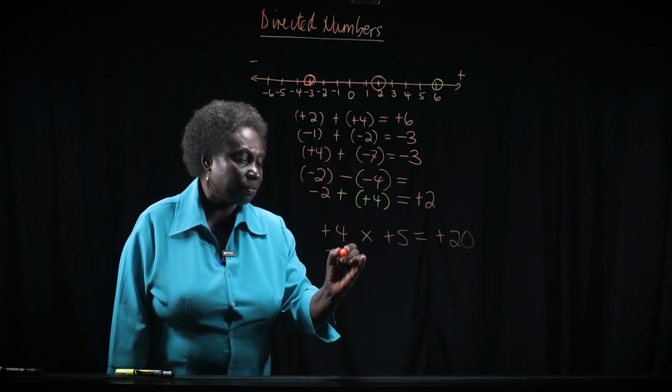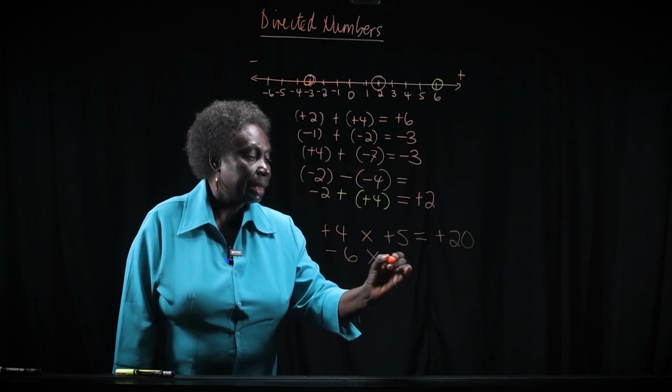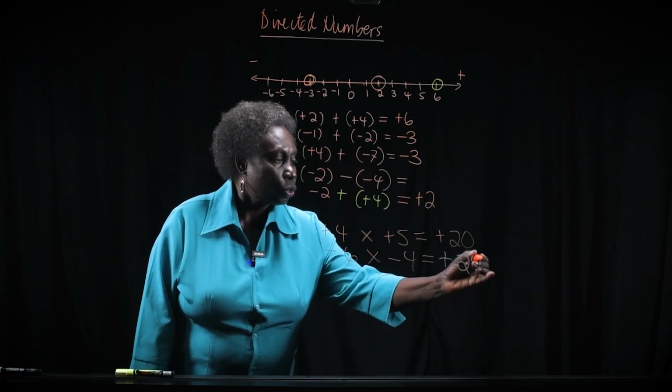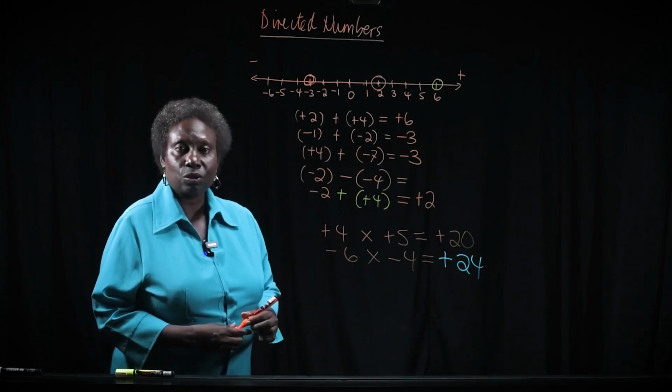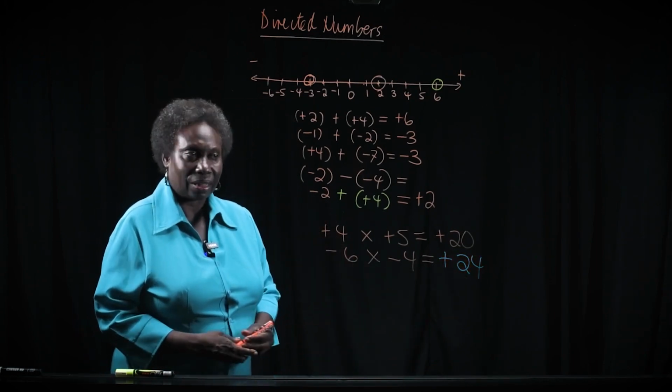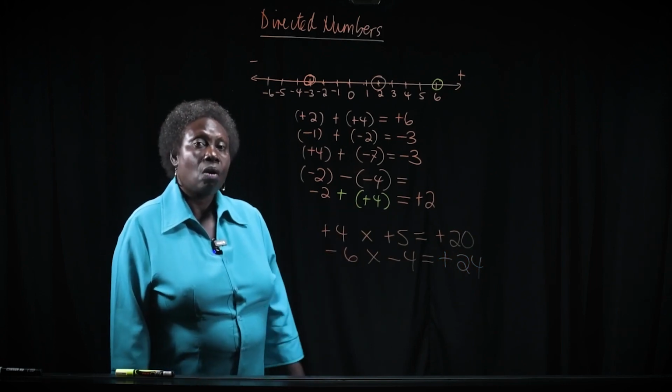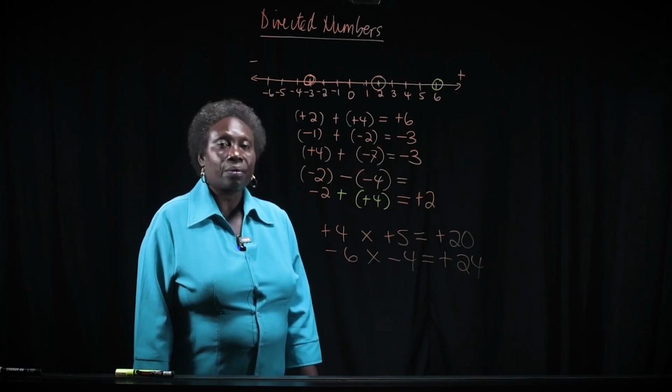Now, if I am multiplying directed numbers with negative signs, the answer will always be positive. Let's say -6 times -4. My answer will be +24. That is according to the rules on multiplying directed numbers. The same rule also applies for dividing directed numbers.